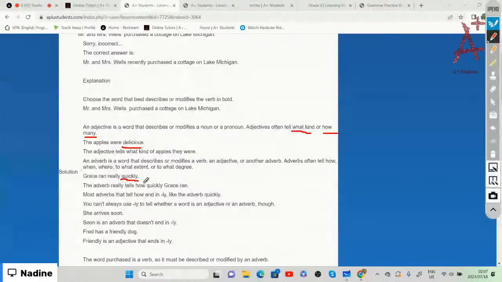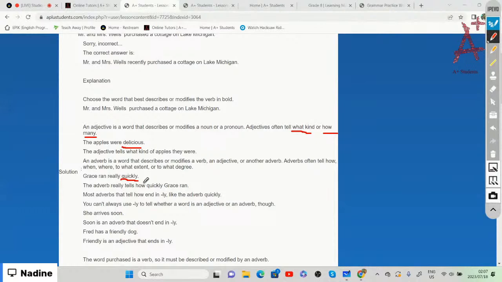Most of the adverbs that tell us how end in ly. For example, like quickly, right? So quickly tells us how Grace ran, and it ends in ly, right? So most of the adverbs that tell us how end in ly, right?